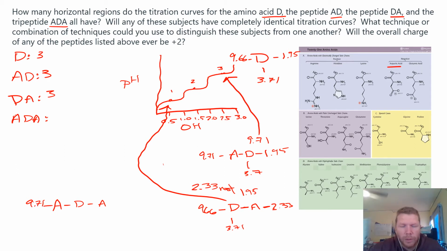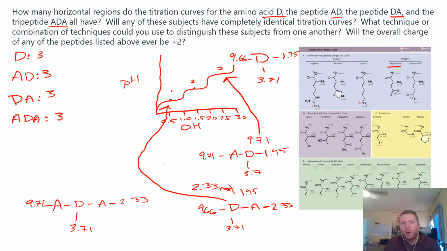C termini is wrapped up in a peptide bond. So then I jump ahead to my R group of aspartic acid, which is 3.71, and alanine has a pKa on its C termini, because that's the next one that I actually care about. That has a pKa of 2.33. Okay, so this will also have 3 horizontal regions because there are only 3 ionizable groups.